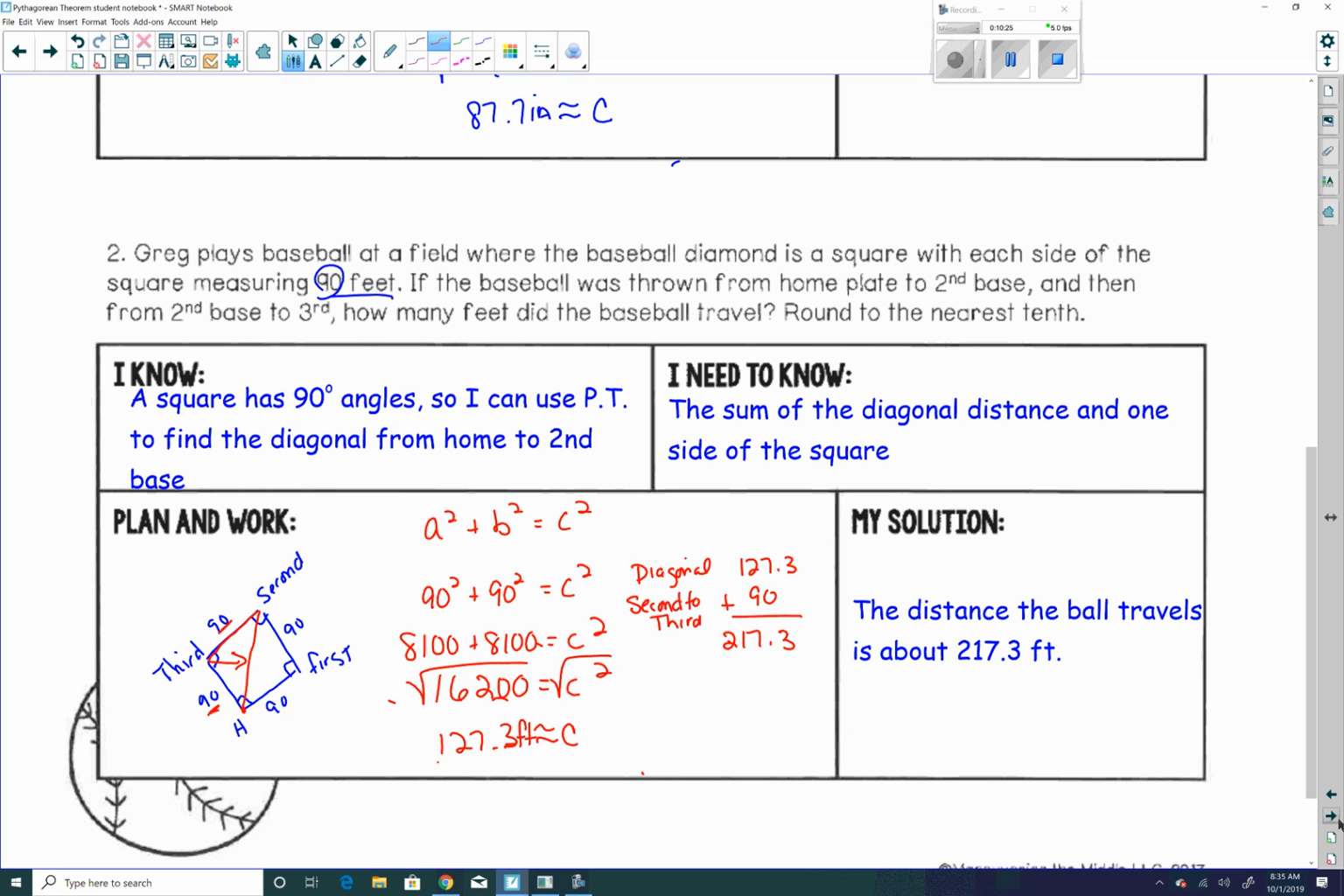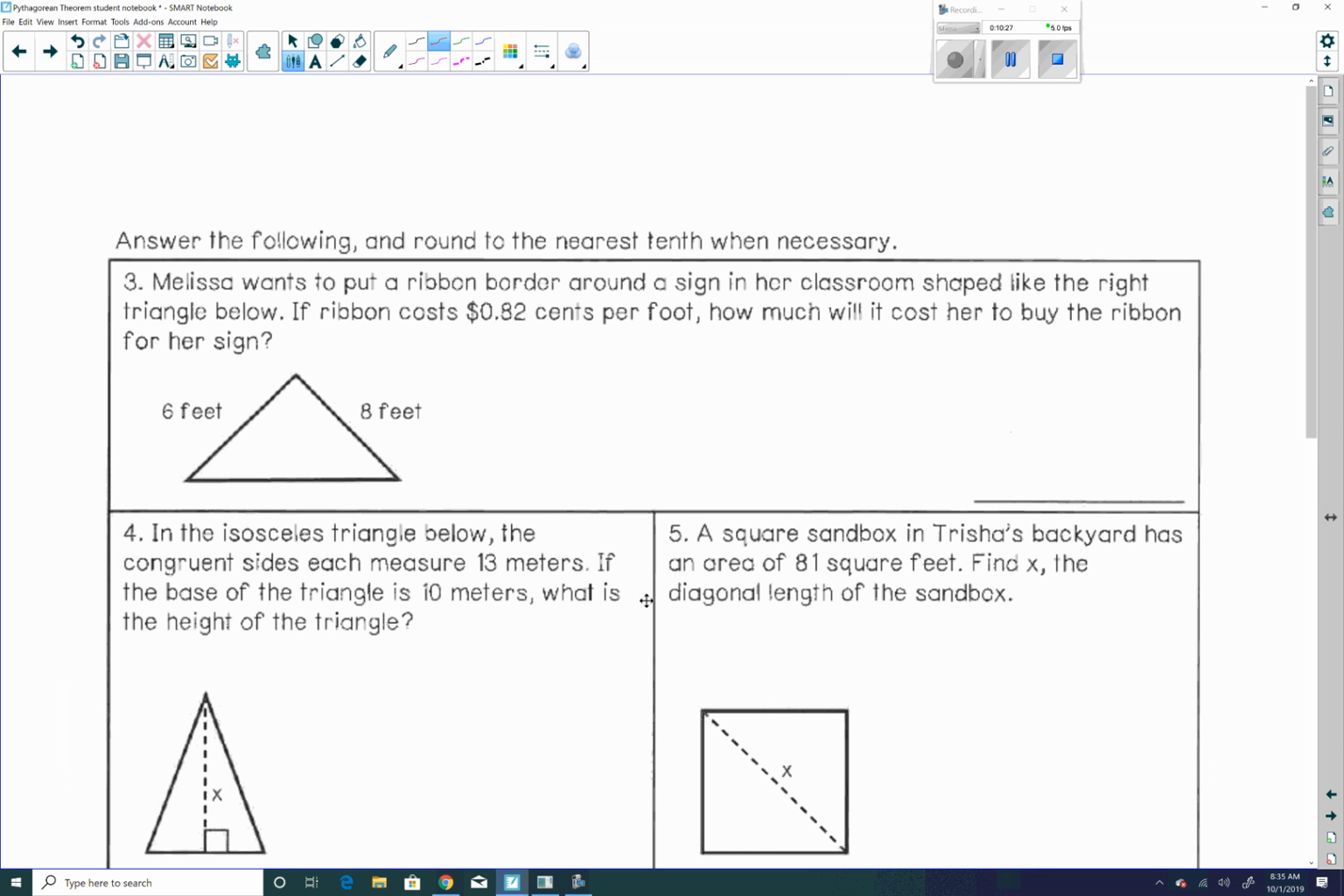Now, if you notice on the next page, we have some room, but they don't have the same setup where you have to define what you know and what you need to know. So what we're going to do is work through a couple of these. We'll mark our text and we'll define what we know and what we're looking for. And then the solutions will just be applying the Pythagorean theorem. So hopefully this will become easier as we're working on it.